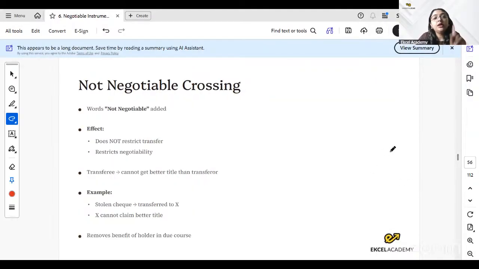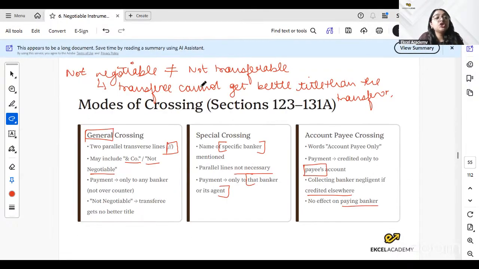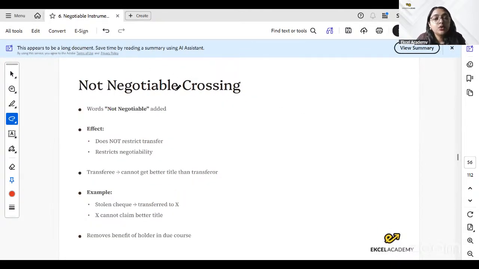Now we come to the not negotiable crossing, which we were just discussing. I hope you are clear with the first three types of crossing: general crossing, special crossing, and account payee crossing. Next, the not negotiable crossing. What happens in this case? The words "not negotiable" are added. It does not restrict transfers, it restricts negotiability. Please remember this very thoroughly. Not negotiability does not mean transfer is restricted. It means that the transferee will not get a better title than the transferor.